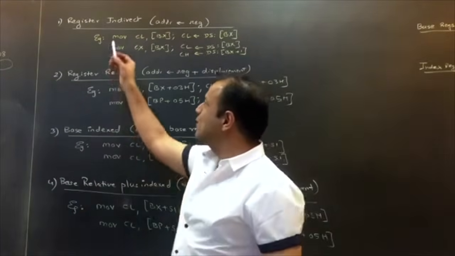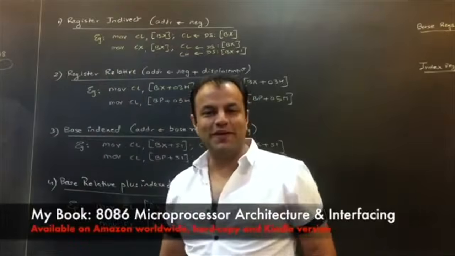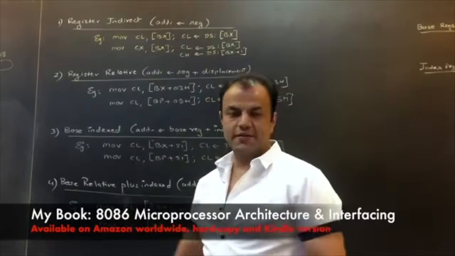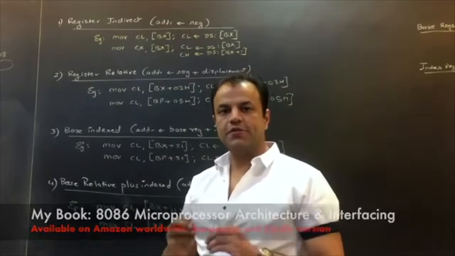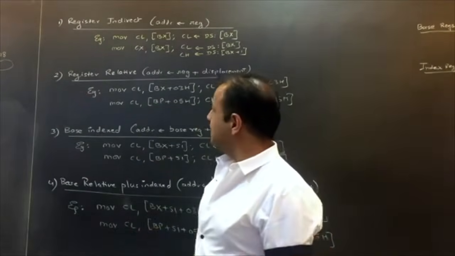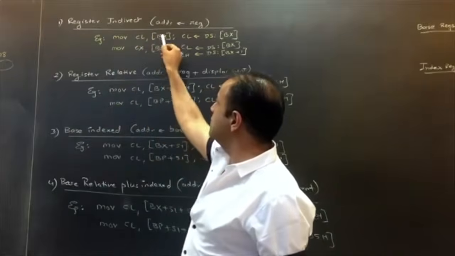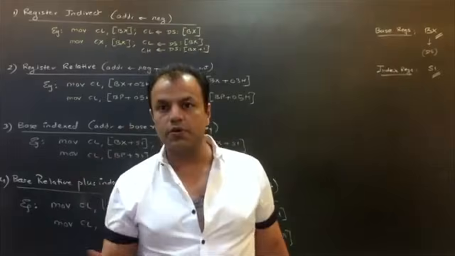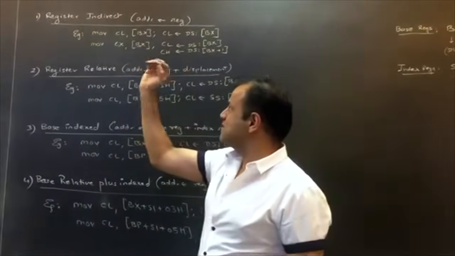The first one is called register indirect. It's the most basic form of indirect addressing mode, where the address is simply given by a register. Okay, I repeat, address simply given by a register. Example, move CL comma square bracket BX. Many people when they look at this instruction go crazy. What does this mean? Let's understand.